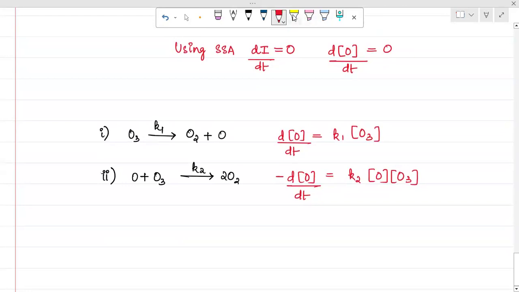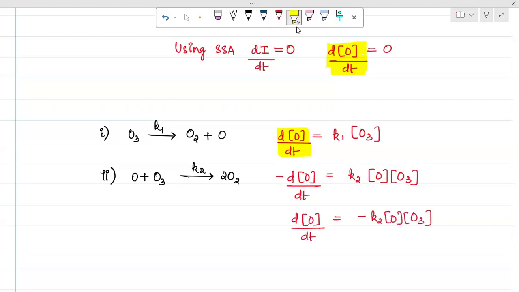Now for SSA, you need dO by dt. From the first step, you have dO by dt. From the second step, you have minus dO by dt. So make it plus by taking the minus to the other side: dO by dt is equal to minus K2 concentration of O into O3. I hope you understood how this minus came to the other side. Because it is disappearing, you write the rate of disappearance only, and we rearrange it to get dO by dt.